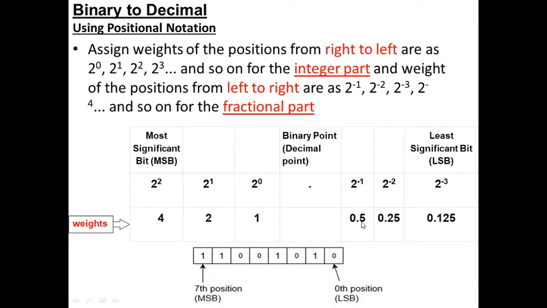And here, 2 raised to minus 1, just to simplify, you make it 1 upon 2 raised to 1. 1 upon 2 raised to 1 is half, which is 0.5. Similarly, 2 raised to minus 2 is 1 upon 2 raised to 2. I am just making the power positive. So the value is 0.25 and so on. So these are the weights of the binary number.